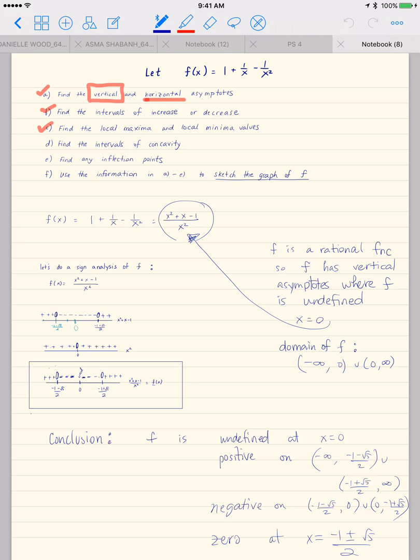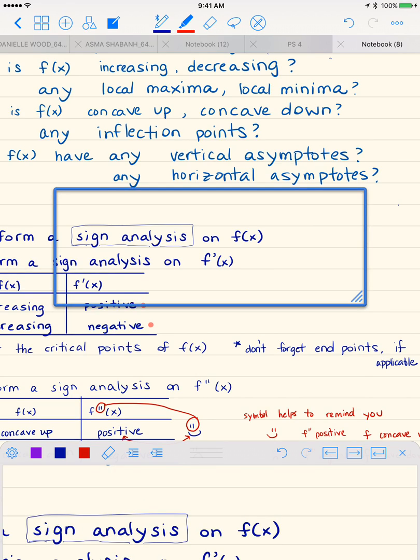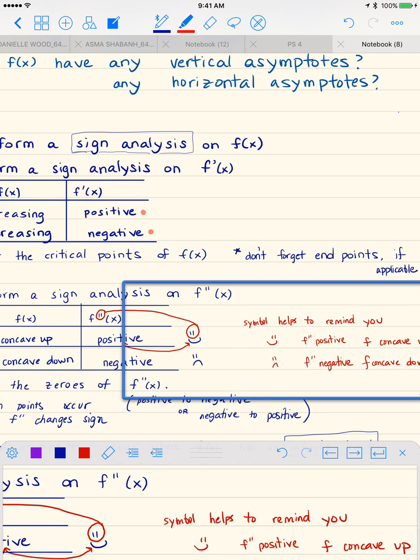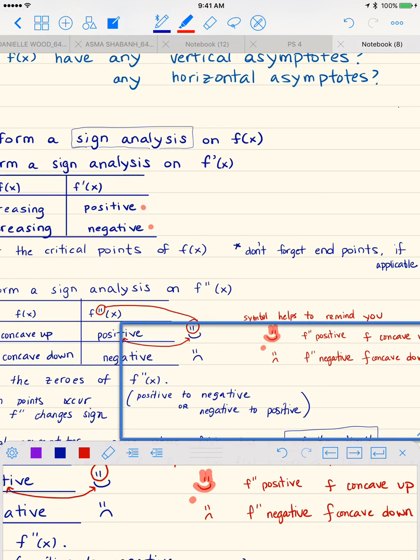Okay, so let's go ahead and get ready to do D. So we want to find the intervals of concavity. And in order to find the intervals of concavity, you need to perform a sign analysis on f double prime. So we did this. And now I put here this little symbol. Sometimes it's helpful to remember. Symbol helps remind you. A smiley face. That little smiley face tells you your second derivative is positive, so you're concave up. If your second derivative is negative, then you're concave down.